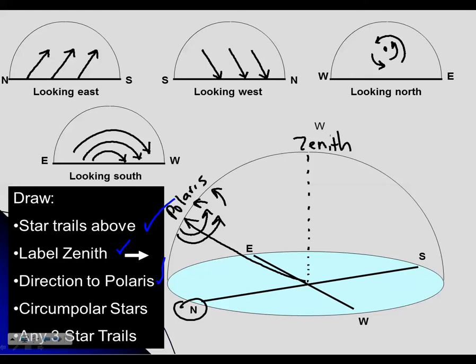Okay. And then any 3 star trails. So I'm going to pick a star trail that goes directly due east to due west, just for fun. Let's do that. So it looks something like this. Dash on the back side, solid on the front side. So there's one star trail.